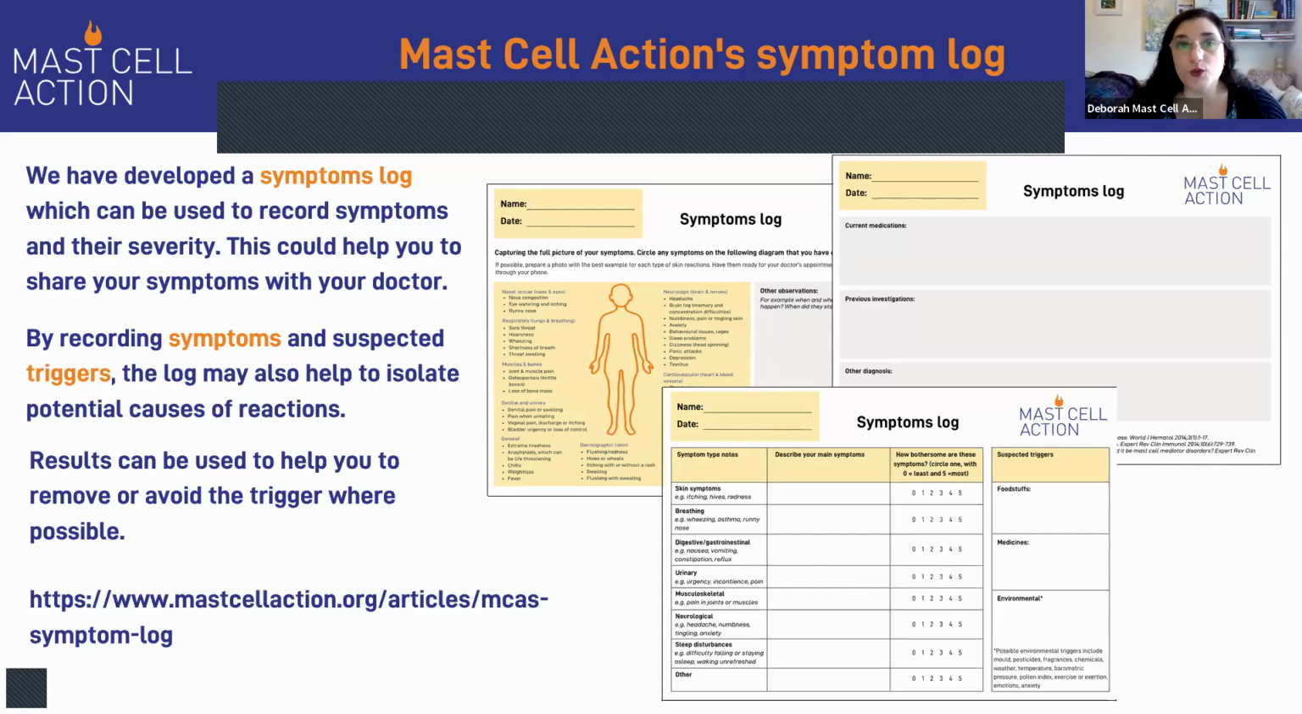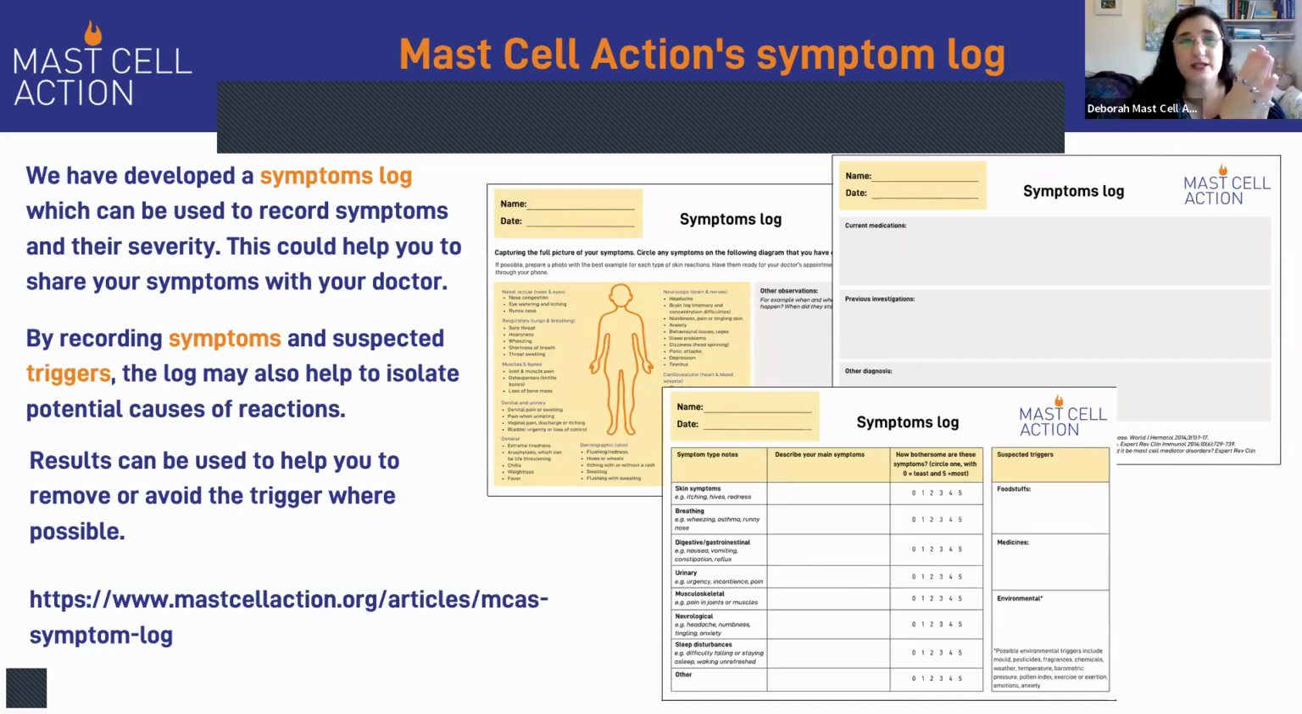Did you go for a walk? Did you do some other sort of activity? Was there a sudden change in temperature? Is today a very hot day? Are you on your period? Where are you in your cycle? All of those things, if you keep a really detailed list of that and then notice your symptoms, you may then start to see a pattern.